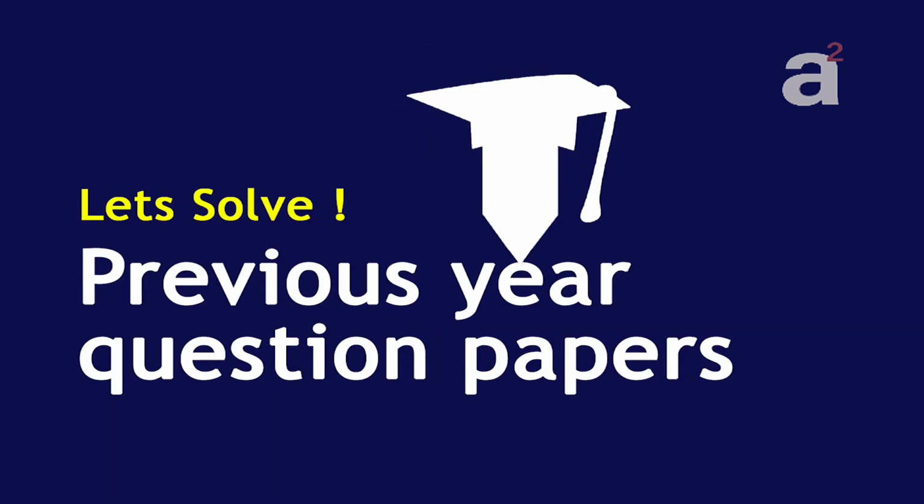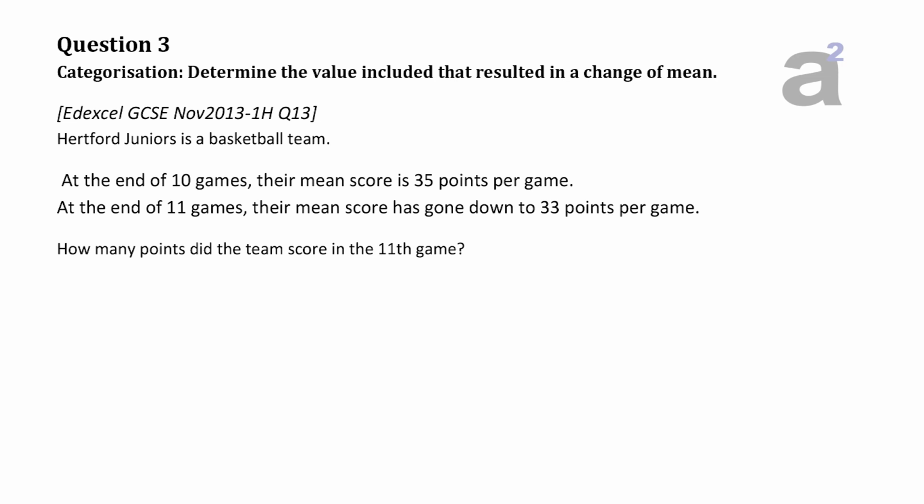These are mixed ones. It can be mean, median, mode, with a table, without a table, anything. So the first question. At the end of 10 games, their mean score is 35 points per game. At the end of 11 games, their mean score has gone down to 33 points per game. So basically, the mean of 10 numbers is 35 and the mean of 11 numbers is 33.